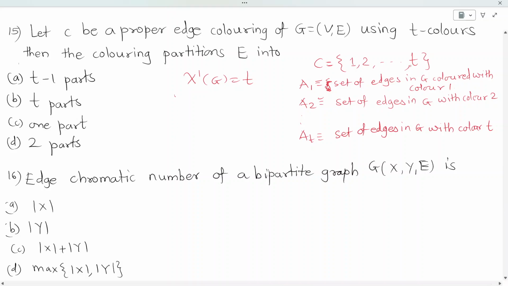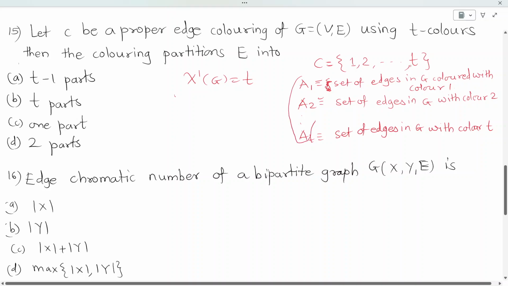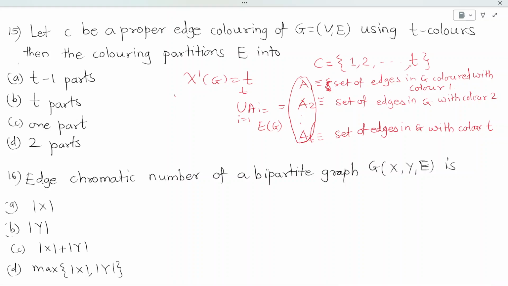If you take the union of all these T sets, you will again get the set of all edges in graph G: union of Ai, i running from 1 to T. A1 is the set of edges with color 1, A2 is the set of edges with color 2, and we cannot assign the same color to any edge. That means we cannot assign color 1 as well as color 2 to any edge e. So A1, A2 and so on AT are pairwise disjoint sets, and clearly a partition of the edge set of G. That means if we have T colors to color edges in graph G, then we can partition the edge set into T parts.